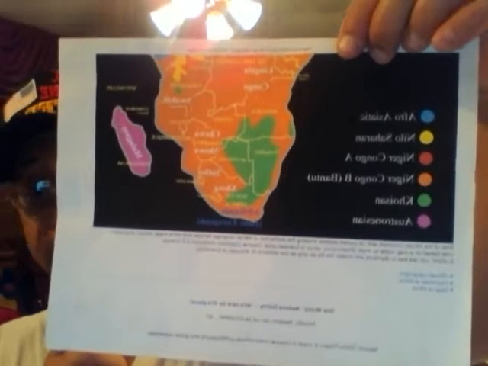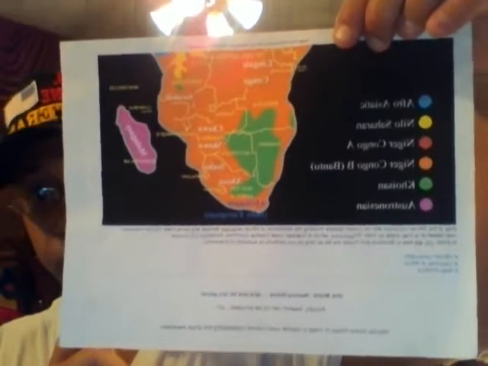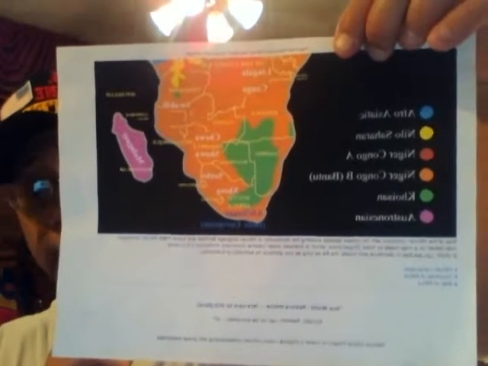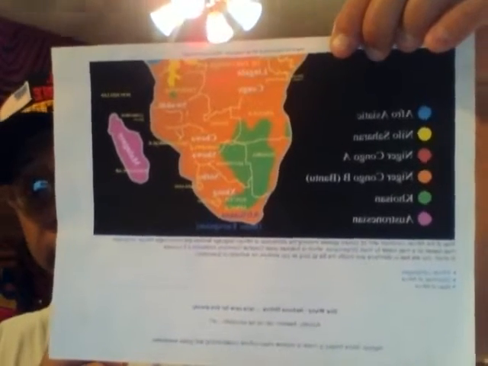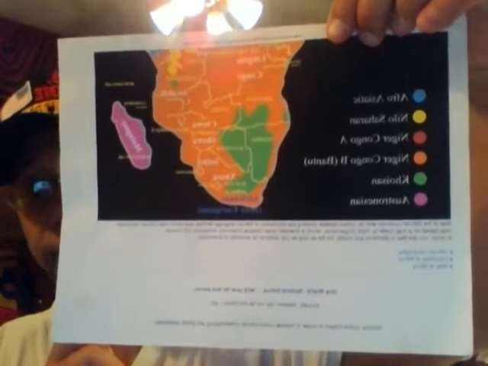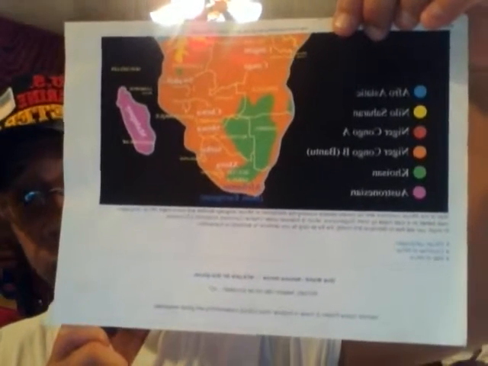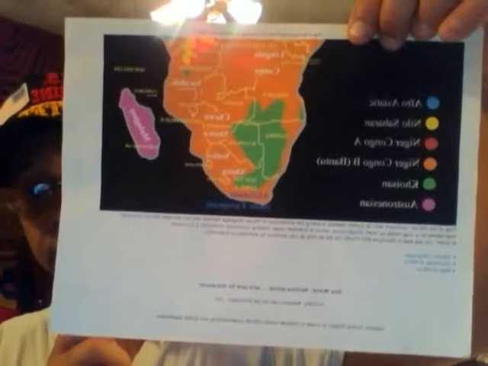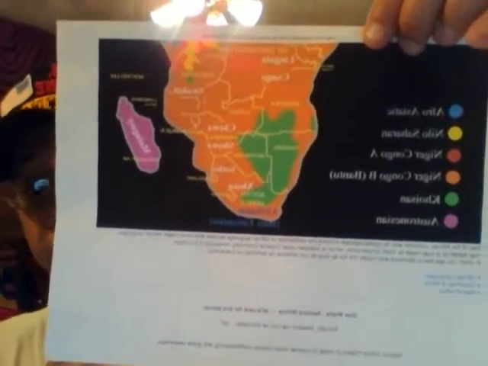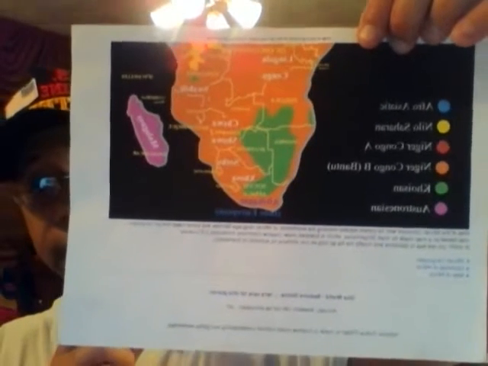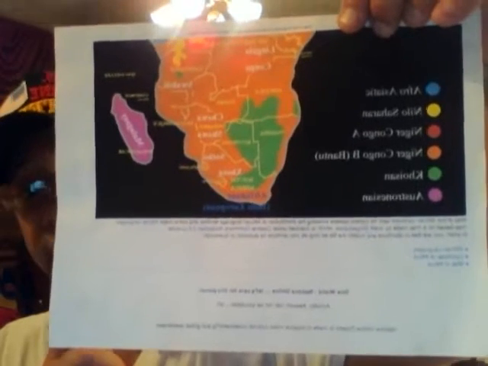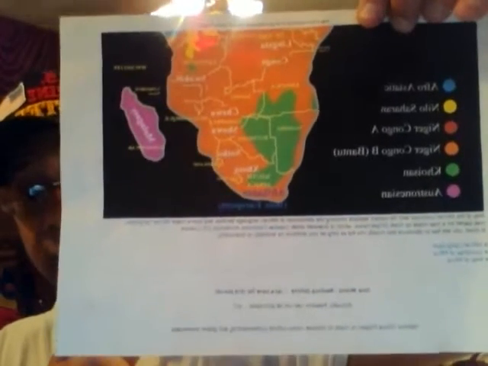Now over there on the island of Madagascar, the Austronesian people, that purple, lavender-looking color. The Austronesian people are the people that live in Indonesia. They left Indonesia, and they settled and colonized Madagascar. They are not the original inhabitants of the island of Madagascar.